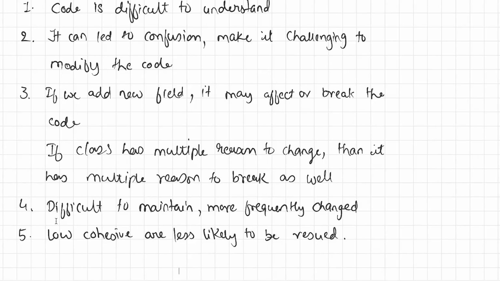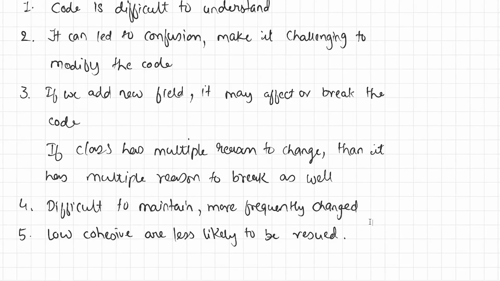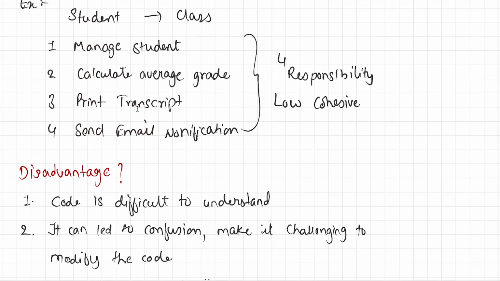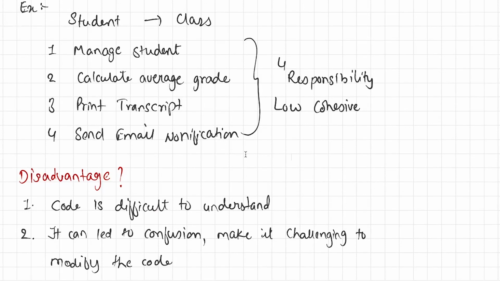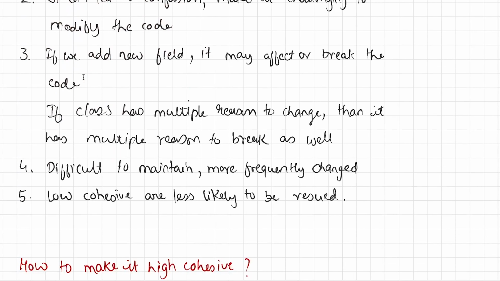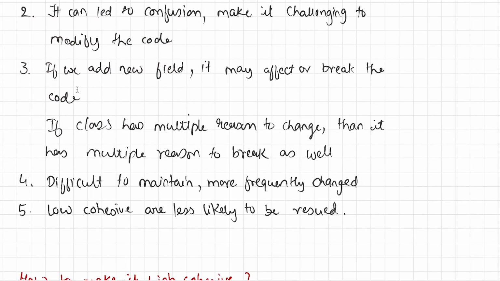And the next disadvantage is if the class is low cohesive, then it is difficult to maintain and it is more likely to change frequently, right? And why is it so? Because if I want to change the print method, then the Student class is changing. If I want to change some implementation of email notification, then also the Student class is changing. If I want to change something in the implementation of the average grade method, then also the Student class is changing. So which means that it is difficult to maintain if it has so many responsibilities, and it is more likely to change frequently.